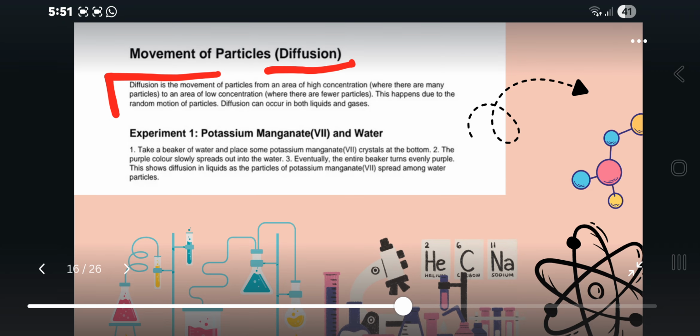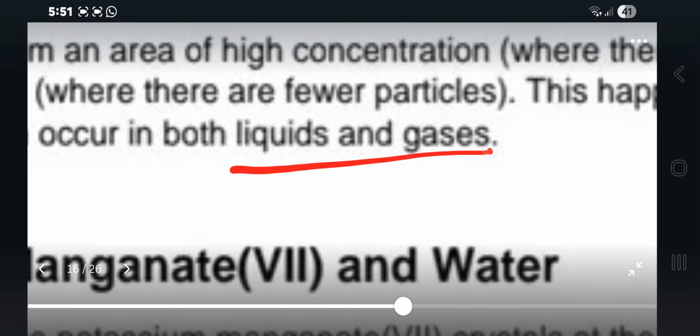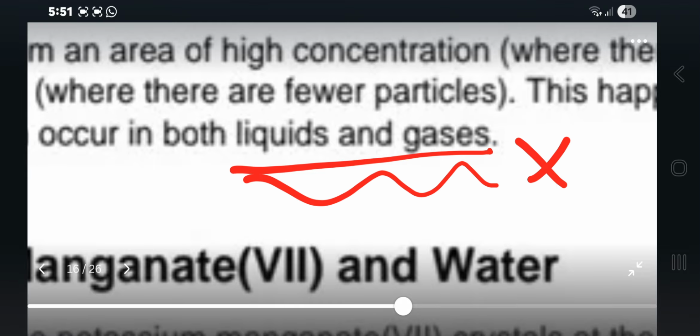Please read this. Diffusion is the movement of particles from an area of high concentration, where there are many particles, to an area of low concentration, where there are fewer particles. This happens due to random motion of particles. Diffusion can occur in both liquid and gas. You must remember this: diffusion can occur in what? Liquid and gas, both states. No, it cannot occur in solid.